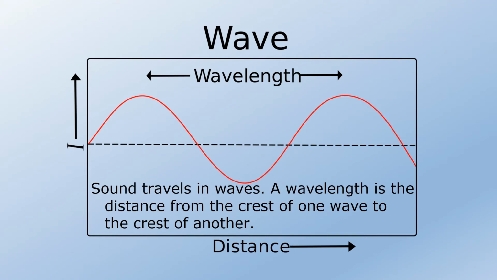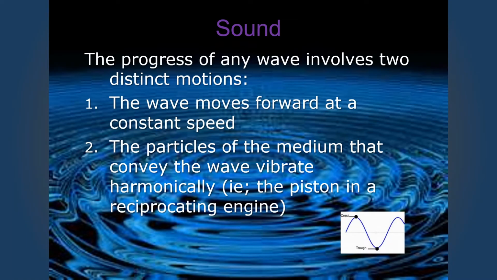Sound travels in waves. A wavelength is the distance from the crest of one wave to the crest of another. The progress of any wave involves two distinct motions. First, the wave moves forward at a constant speed, and the particles of the medium that convey the wave vibrate harmonically, for example, the piston in a reciprocating engine. If we were to drop a pebble into a pond, the waves would begin to radiate outward from where the pebble struck the water. At the same time, the waves are vibrating vertically between the wave crest and the wave trough.